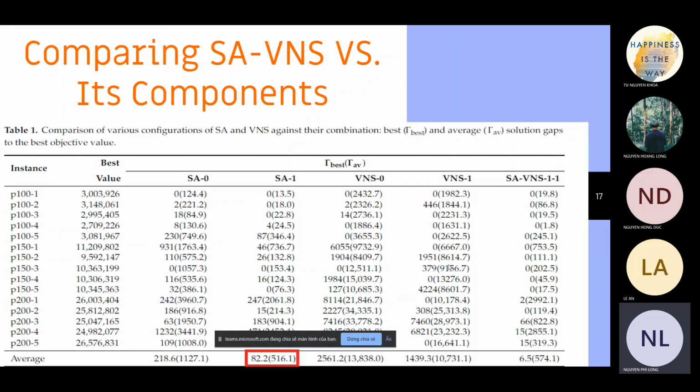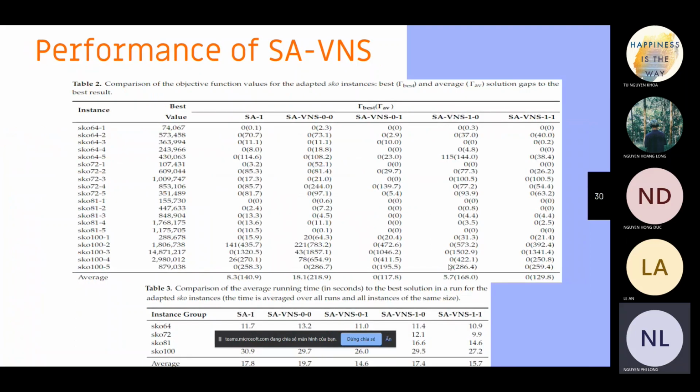Okay, this is the comparison of SA and VNS versus their components. The results we achieved suggest that SA1 is the best performing algorithm among the tested versions of SA and VNS. In the main experiment, we therefore select SA1 as the representative of the set of non-hybrid algorithms. We will continue to evaluate the performance of SA VNS.